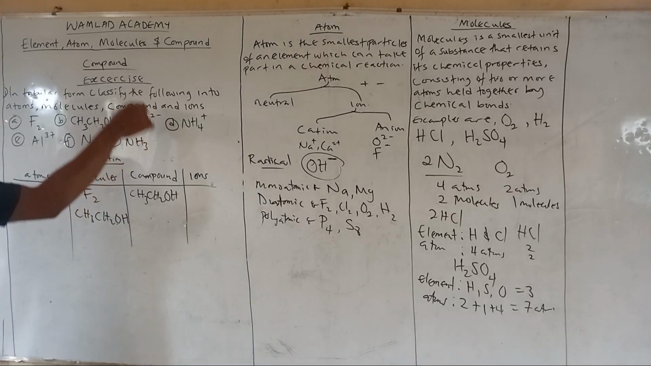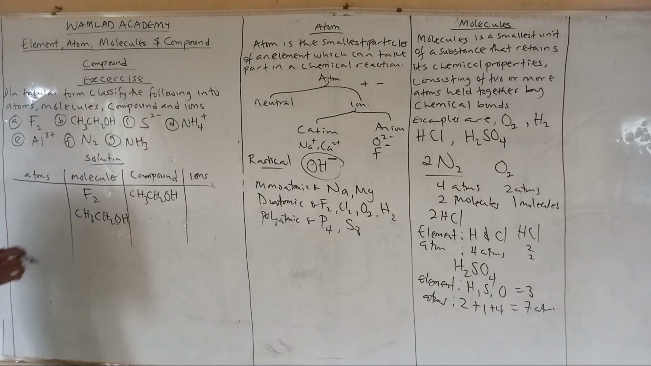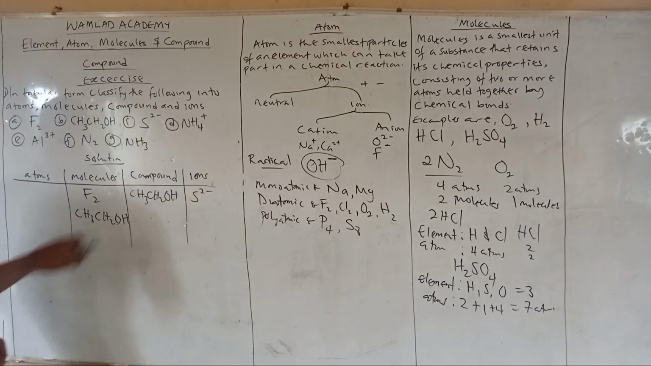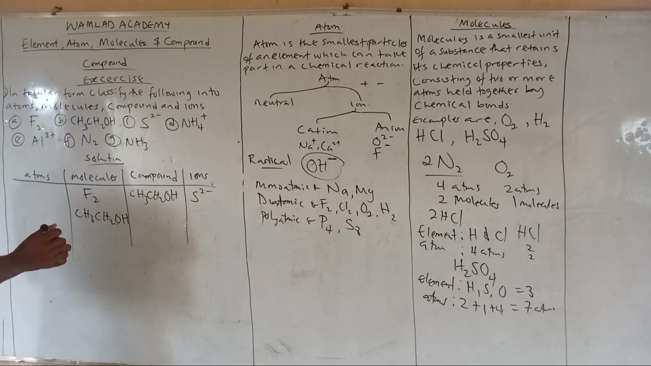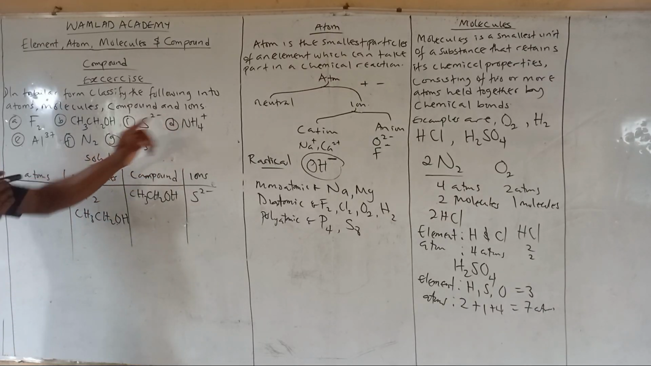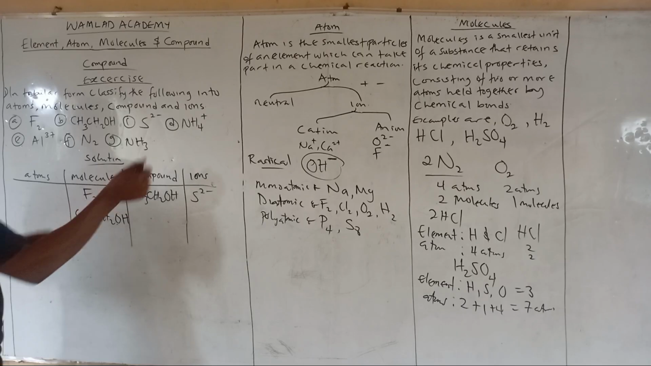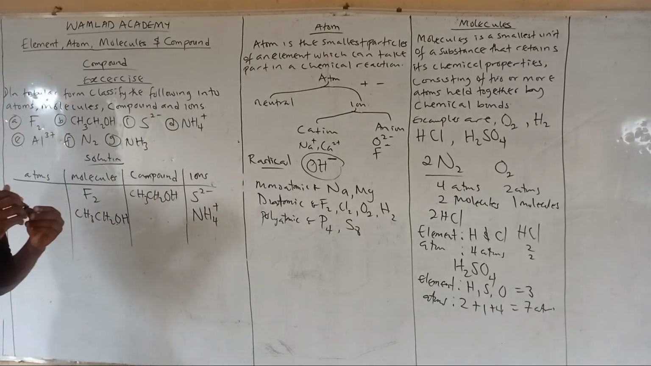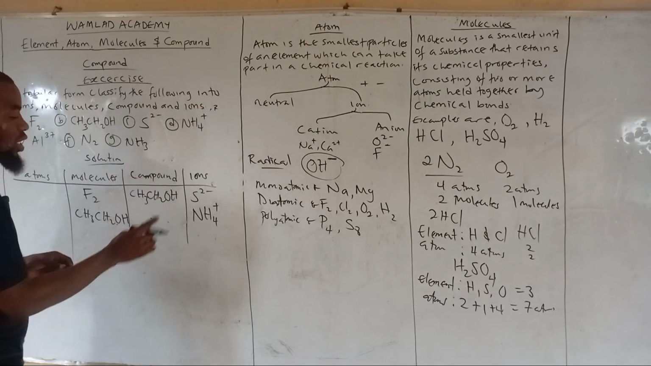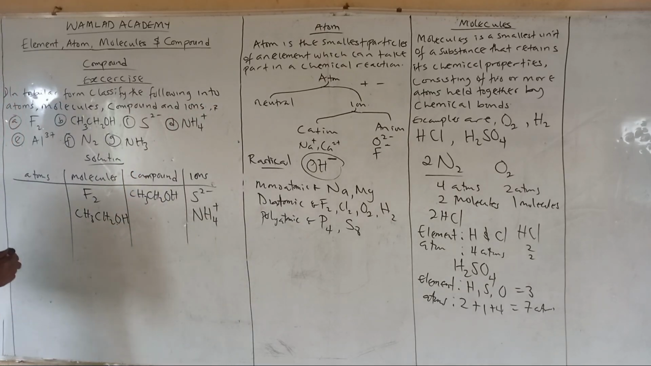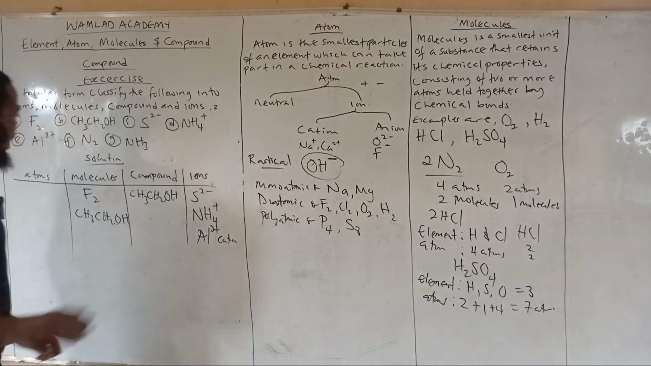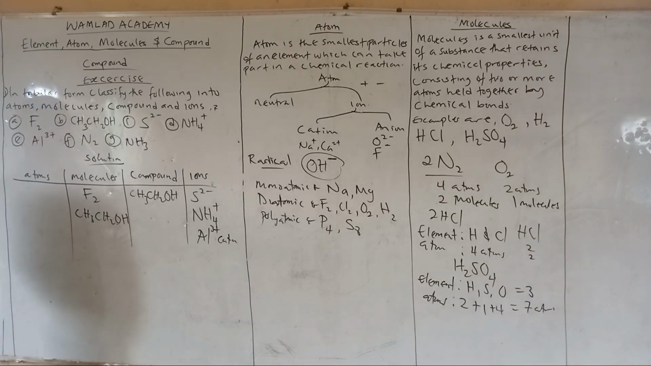So the next one, S2 minus. This one is an ion because it carries a negative charge and it also belongs to what they call anion. Let's say this one, NH4 plus. Actually, if you check, NH4 plus is a radical, but so far they did not include radicals here. That means we can put it in ion, NH4 plus. But in the case where they still put radical, that means this NH4 plus will go to radical. And we have Al3 plus. This Al3 plus is also an ion, which is a cation because it carries a positive charge.